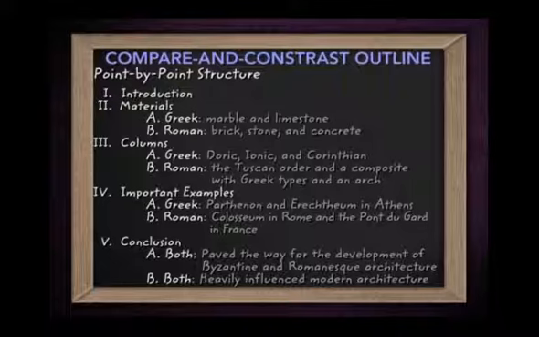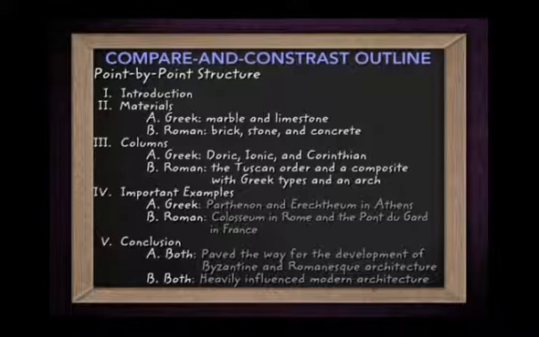Looking at it a little more carefully, materials: the Greeks used marble and limestone. The Romans used brick, stone, and concrete. Okay, I know that's valid, because I have at least enough that's different that I can compare and contrast. They're not using the same materials. On my columns, the Greeks had Doric, Ionic, and Corinthian. The Romans had the Tuscan order and a composite with some Greek types and an arch. Well, I'm happy with that too, because I again have enough contrast.